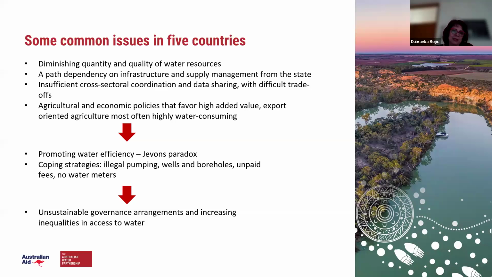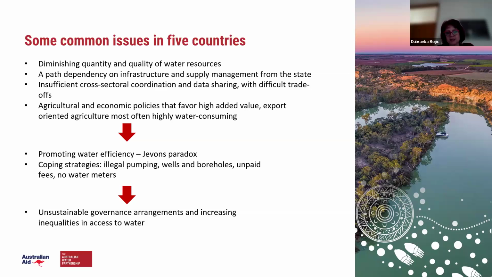So mainly in most countries, agriculture and economic policies still favor high added value, export-oriented agriculture that is most often highly water consuming. So the typical response to these issues and to the increasing water scarcity is actually promoting water efficiency, most often through drip irrigation as a measure of demand management.